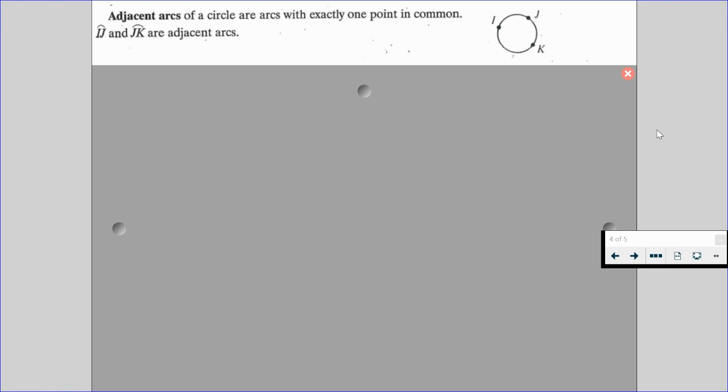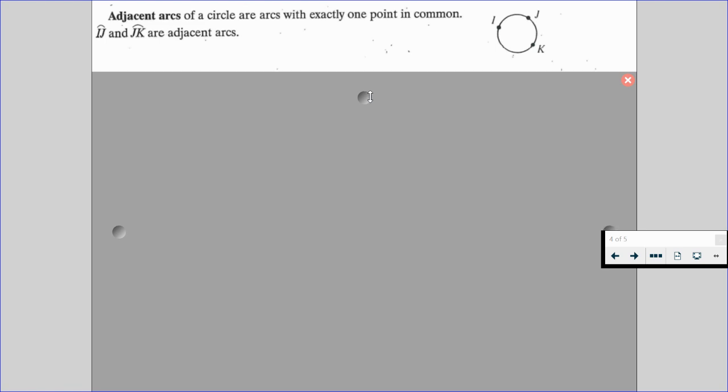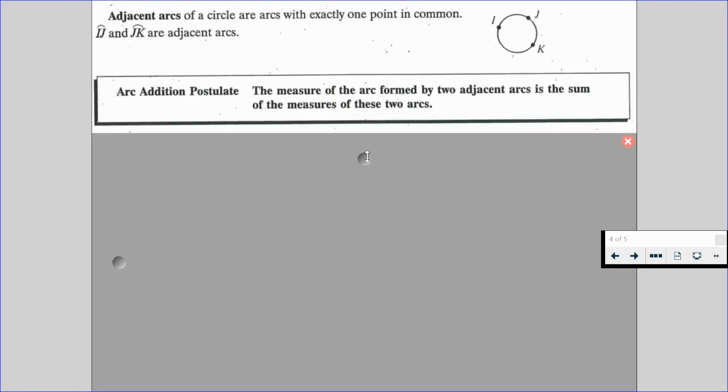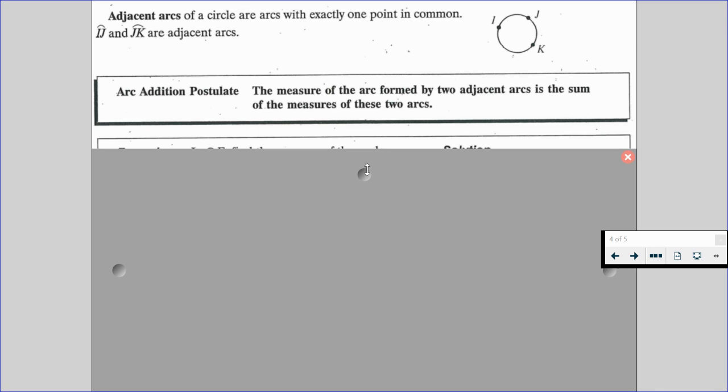We also have what are called adjacent arcs. And adjacent arcs of a circle are arcs with exactly 1 point in common. So minor arc IJ and minor arc JK are adjacent arcs. They both share the point of J on the actual arc. And we have what is now called the arc addition postulate. The measure of the arc formed by 2 adjacent arcs is the sum of the measures of those 2 arcs.